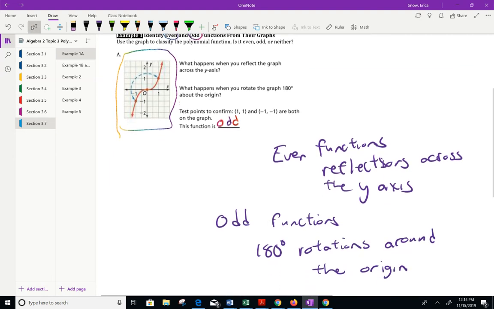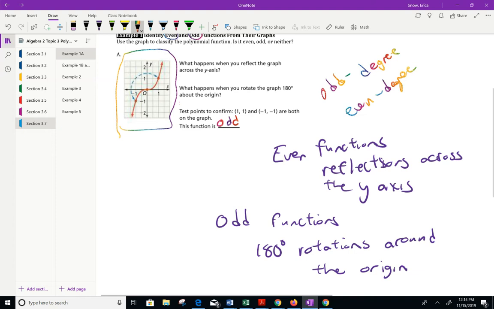And I wrote out here that even functions are reflections across the y-axis, and odd functions are 180-degree rotations around the origin. So if you're looking at a graph and you want to tell if it's odd or even, first of all, if it's odd, it also has to have an odd degree, and the even has to have an even degree. So you can tell by looking at a function whether it's an odd or even degree. You should be able to identify that pretty quickly.